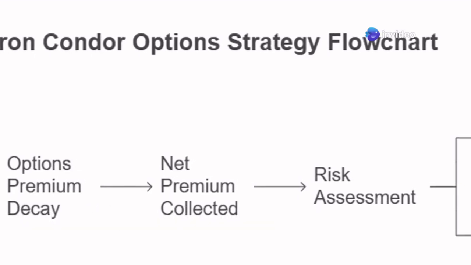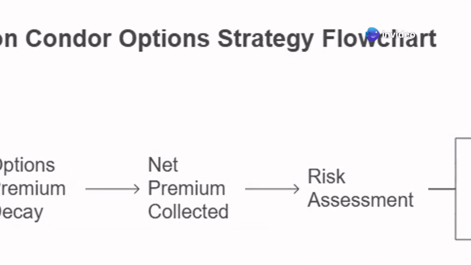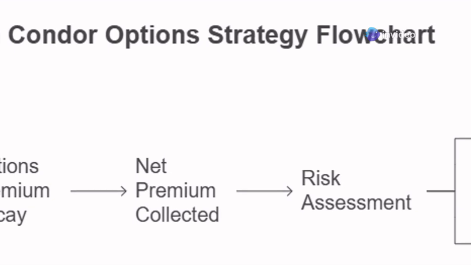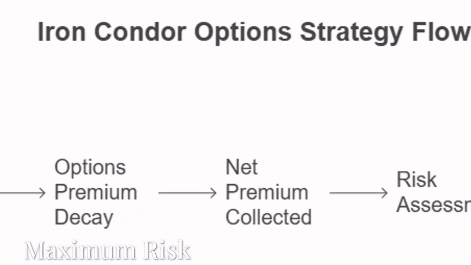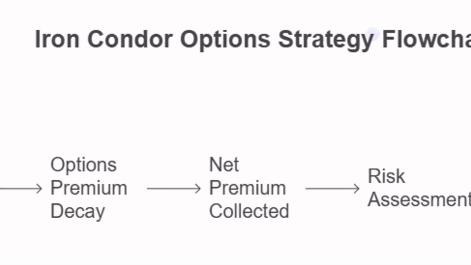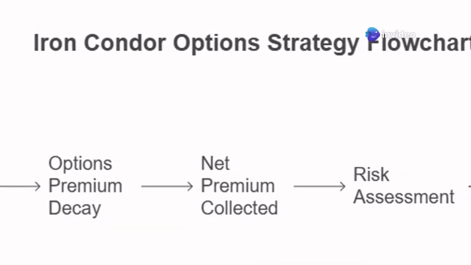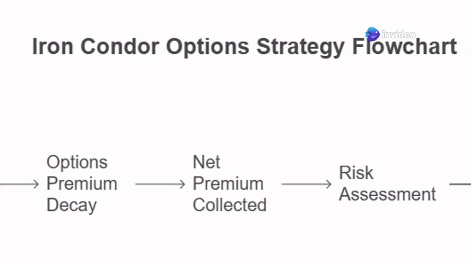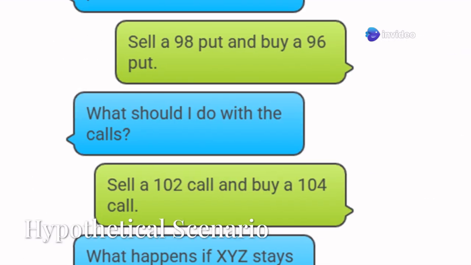It is a credit spread strategy, meaning the trader collects a net premium up front, which represents the maximum potential profit. The maximum risk is defined as the difference between the strike prices of the call or put spreads minus the net premium received.